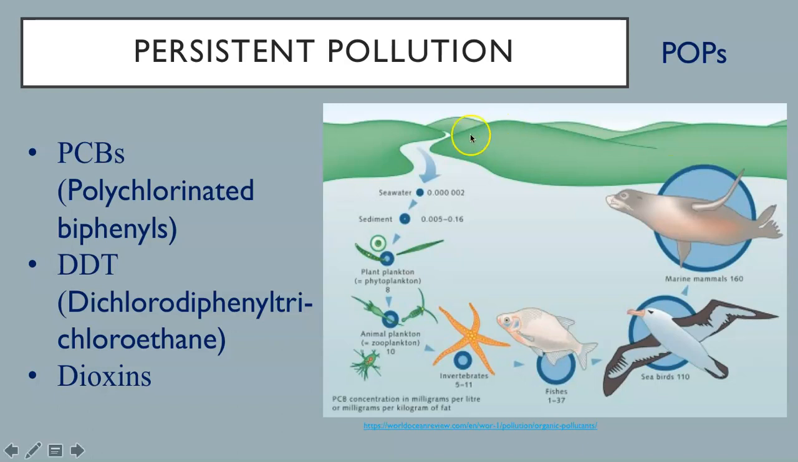The process illustrated here relates to polychlorinated biphenyls, or PCBs, but the same process holds true for all POPs. Each level higher up on the food chain consumes multiple contaminated organisms lower on the food chain. As a result, a higher concentration of the toxin exists in organisms higher on the food chain. This is called biomagnification and has been long recognized as an environmental problem.